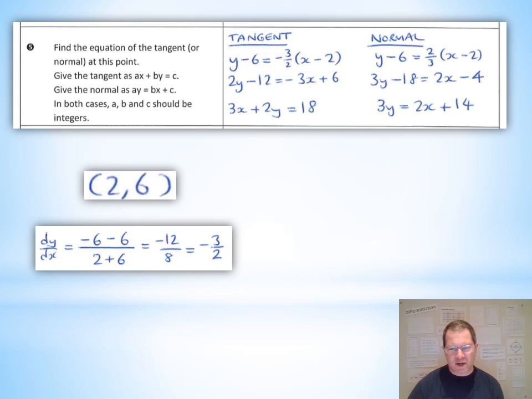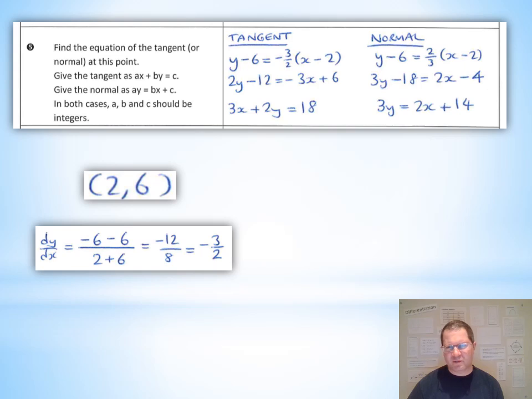So the next skill required of a competent implicit differentiationalist is to find the equation of the tangent or normal at a point. We've already got a point, 2, 6, and a gradient of minus 3 over 2 for the tangent. So using y minus y1 equals m times x minus x1, y1 is 6, x1 is 2, our gradient m is minus 3 over 2. Substituting those values in and then rearranging it into the form ax plus by equals c, where a, b and c are integers, we get 3x plus 2y equals 18.